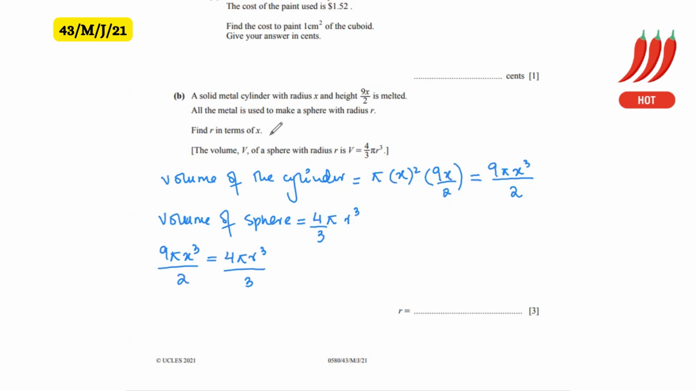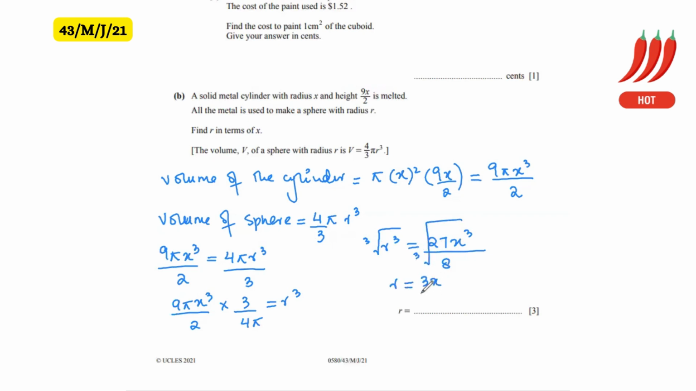Okay, so find r in terms of x. So we need to make r the subject. So 9 pi x cubed over 2 times 3 over 4 pi equals r cubed. So that's going to give us 27x cubed over 8. Cube root both sides, and r is 3x over 2. That is your expression of r in terms of x.